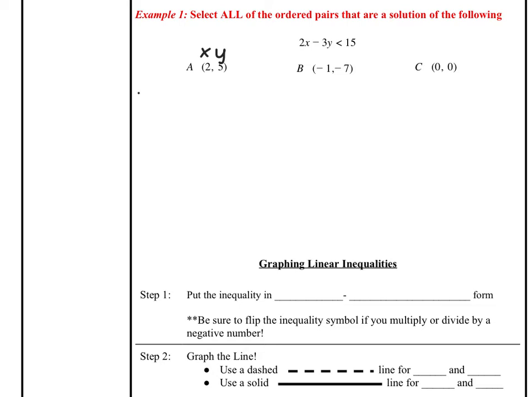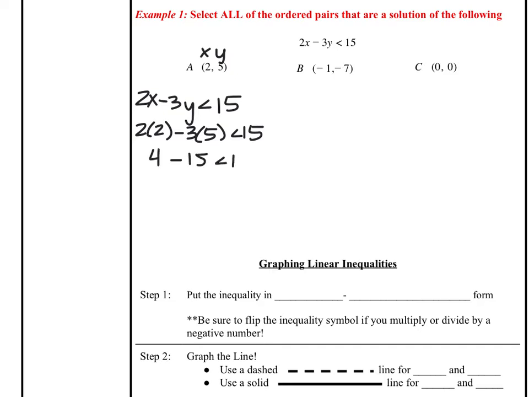So I'm going to take my inequality, and instead of putting x, I'll put 2. And instead of putting y, I'll put 5. Go ahead and multiply. And we're going to subtract 4 minus 15. That would give me -11. -11 is less than 15, so that works, which means that A is in fact a solution.